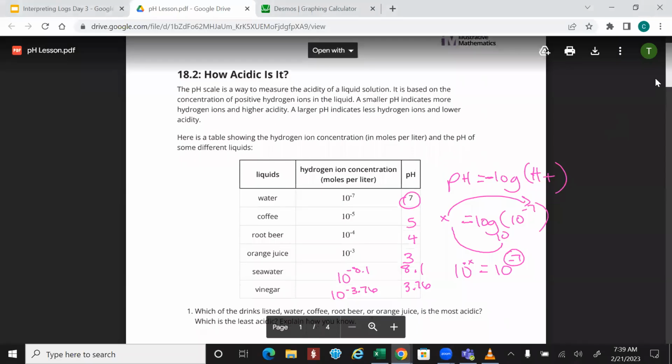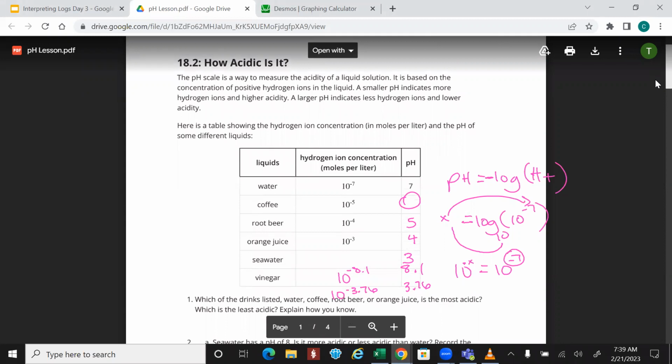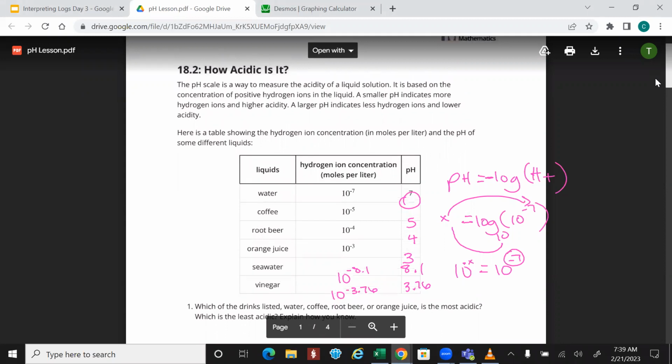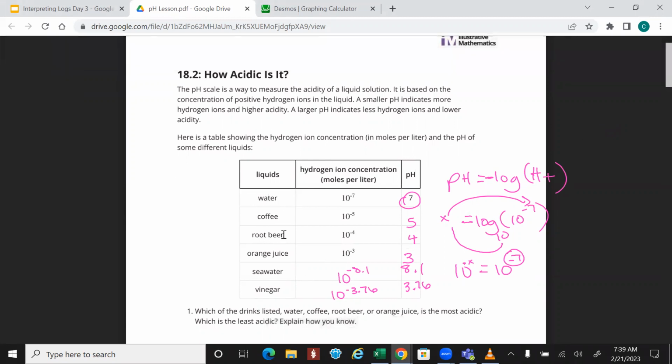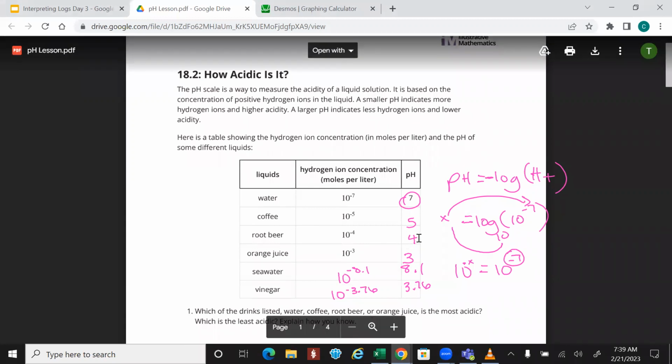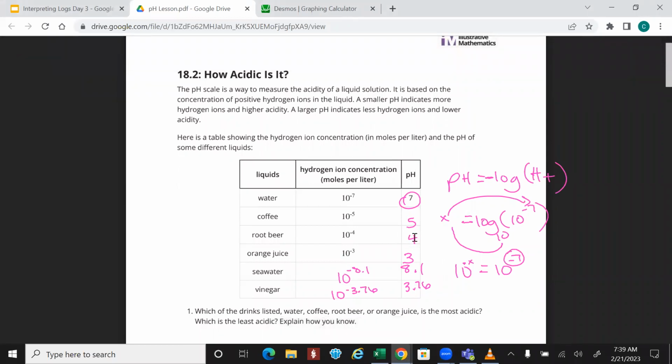All right, so the first question that they ask us down here is, which of the drinks listed, water, coffee, root beer, or orange juice, is the most acidic? Which one is the most acidic? Root beer? Okay, why? So it's the lowest pH level, right? The lower the pH level is, the more acidic it is. That's why it rots your teeth if you drink too much soda. Yeah, just me. Okay, thanks, guys.